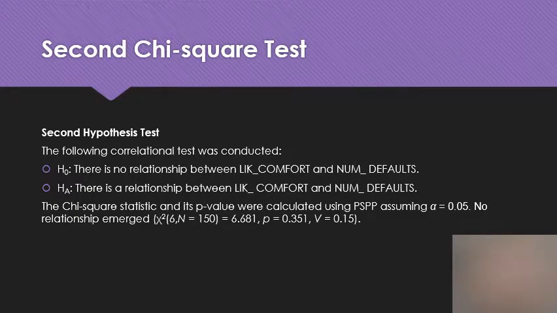Our next test, the second test. Again, we state the null hypothesis, which is there is no relationship between the Likert comfort and number of defaults. The alternate hypothesis is there is a relationship between the Likert comfort and the number of defaults. Our results presented, again, no relationship emerged. Once again, our degrees of freedom were 6. The number of cases were 150, with a chi-square value of 6.681, p-value of 0.351, with a Cramer's V value of 0.15.